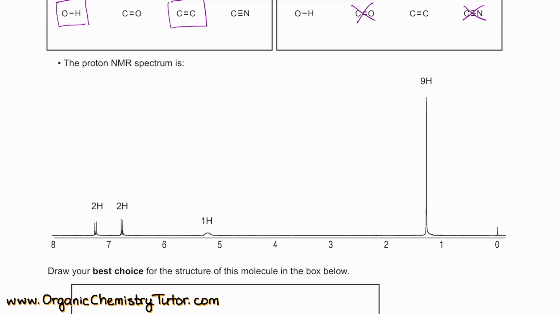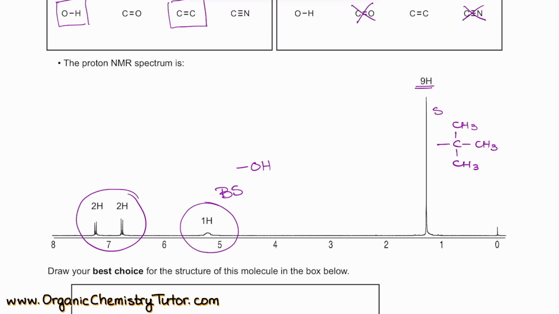Now, looking at our spectrum over here, we have a few interesting things that I'm noticing right away. One is this hydrogen over here, which is a very broad singlet. That is a dead giveaway of an OH group of some sort. Then I have 9 hydrogens, which is a singlet, which is another dead giveaway for a tert-butyl group. So that's going to be CH3, CH3, and another CH3 like that. Then finally, we have 2 hydrogens and 2 hydrogens in the aromatic region. We have doublet number 1, we have doublet number 2.